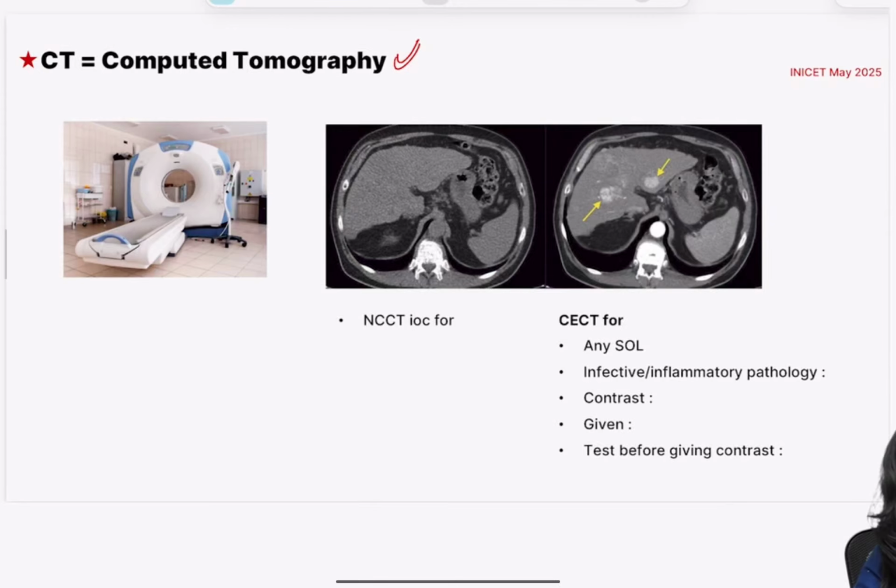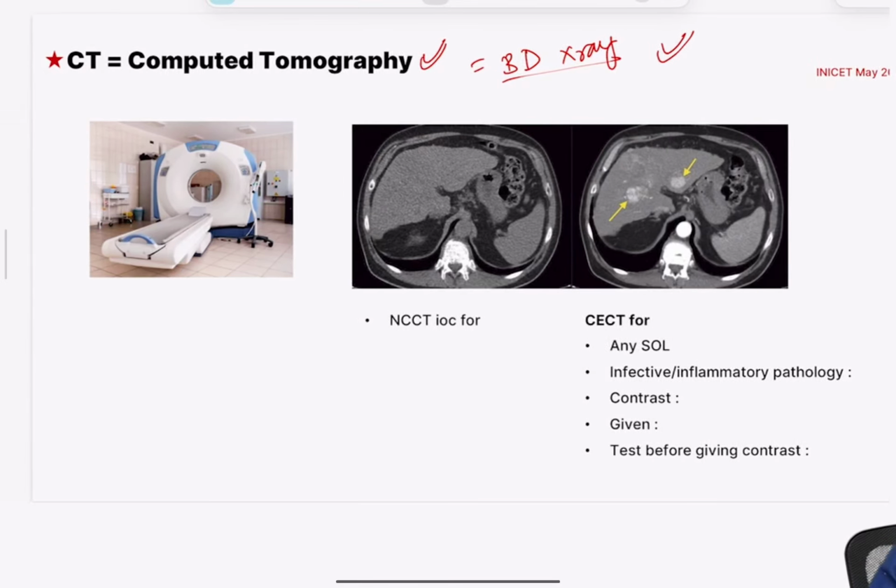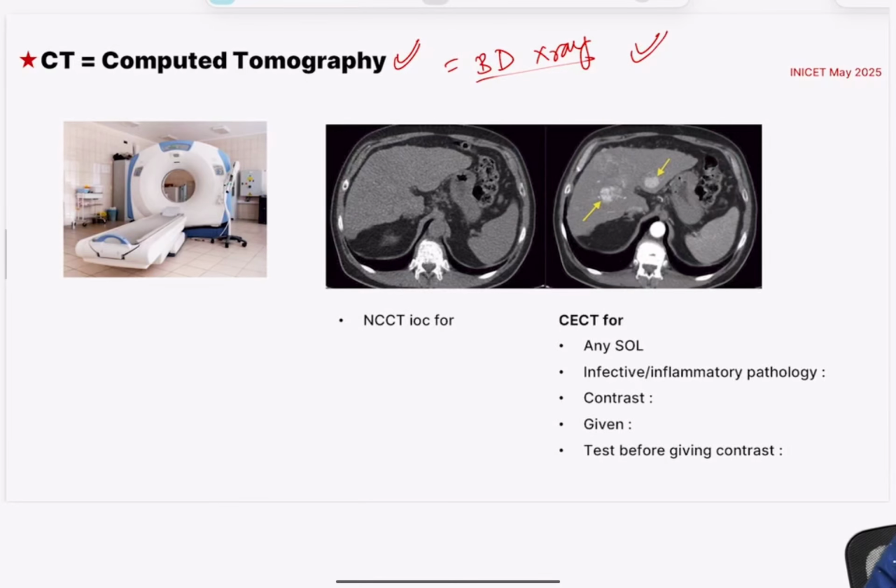Going to CT or computed tomography, in simple terms, CT is nothing but a 3-dimensional X-ray. So CT also uses X-rays. So will it have radiation? Yes, right? So that's why it is contraindicated in pregnancy. In any female, if you are doing a CT scan, you have to ask LMP before doing the CT scan, so that you know that there's no chance of pregnancy there. So CT scan is a 3D X-ray.